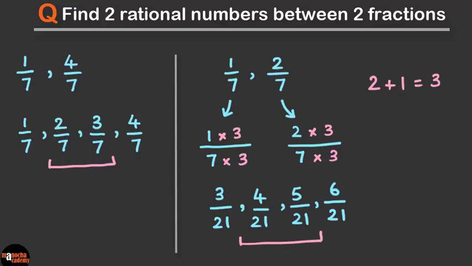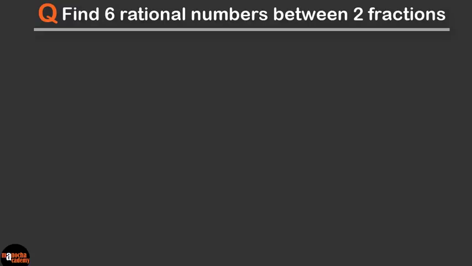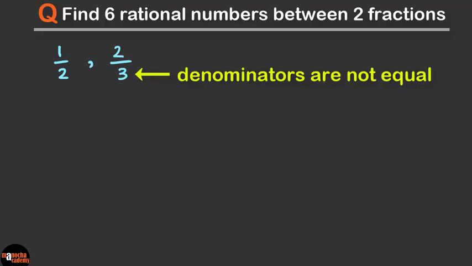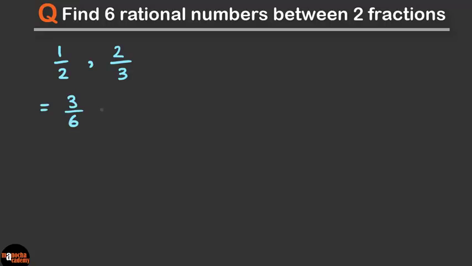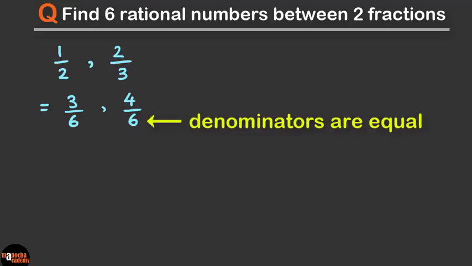Now let's look at the case where the denominators of the two fractions are not the same. For example, if we want to insert 6 rational numbers between half and 2/3, as you can see, the denominators are not equal. So the first step is to make the denominators equal. So our two fractions become 3 by 6 and 4 by 6. Similar to our previous case, now the two denominators are equal, but there is no gap in the numerators.